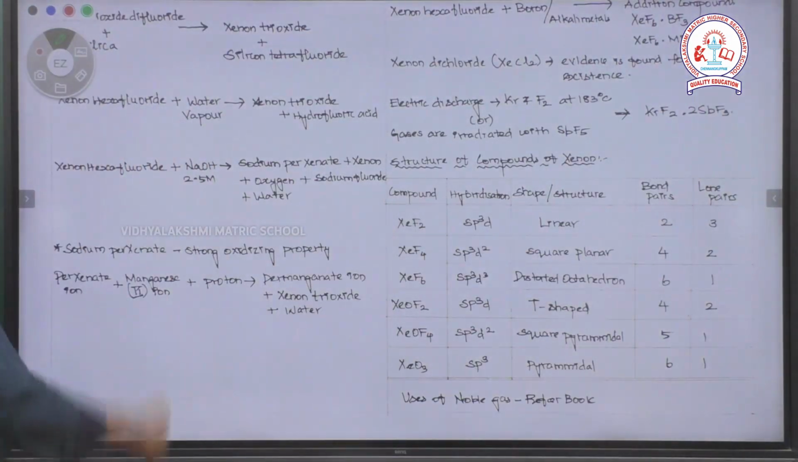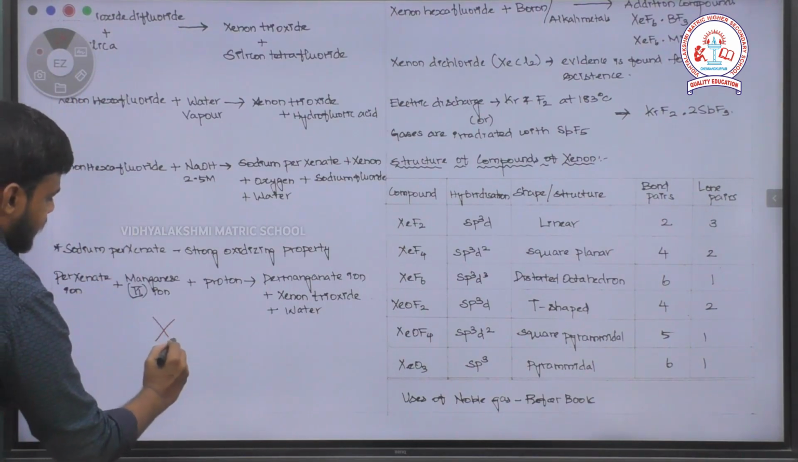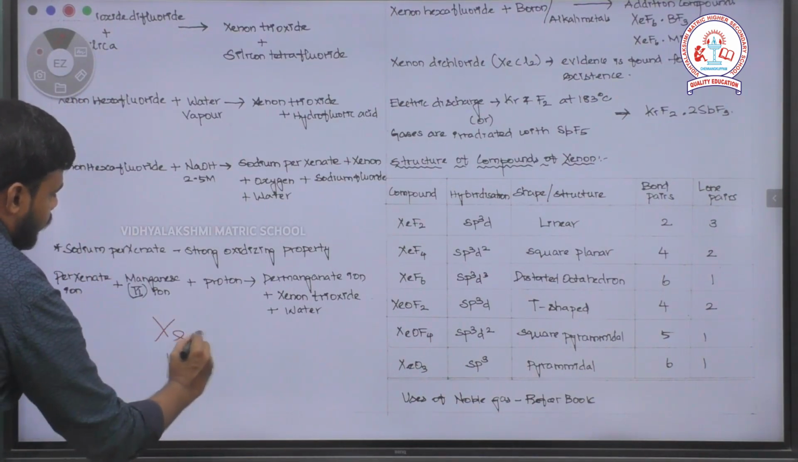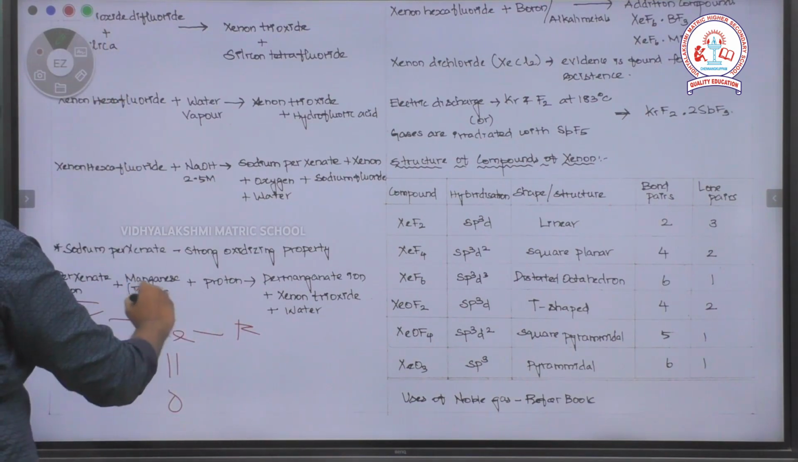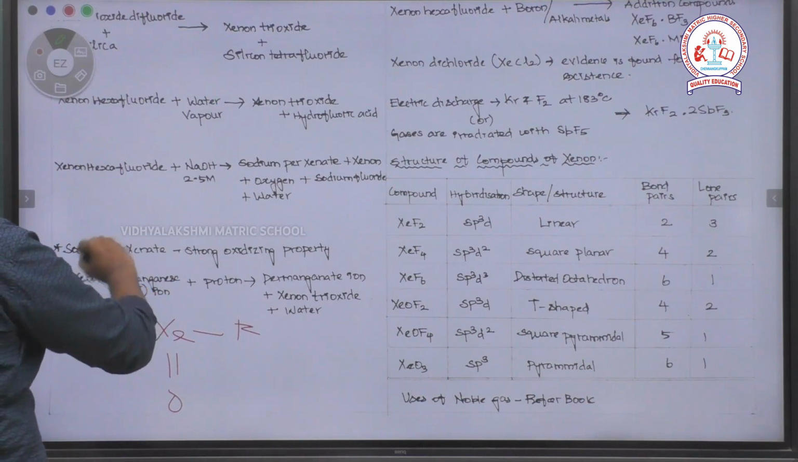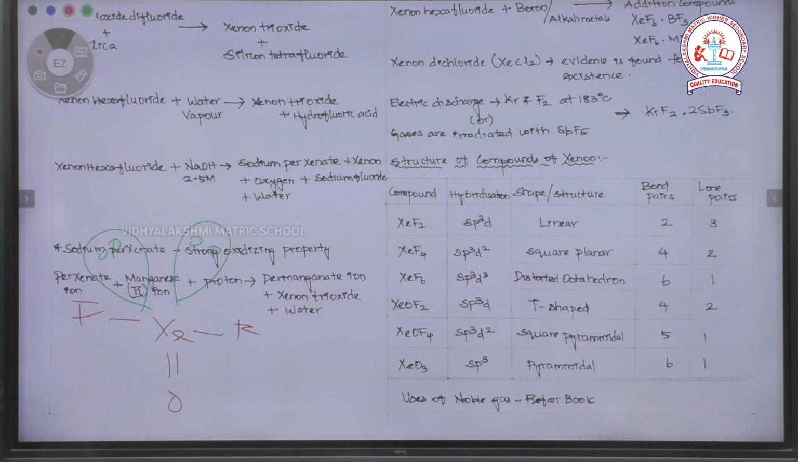The next one is XeOF2. The XeOF2 structure includes XeOFF. So this is the structure. So the lone pairs, out of 8, 4 are used for bonding and the 2 will be left as a lone pair. So it exists in the form of a T shape.